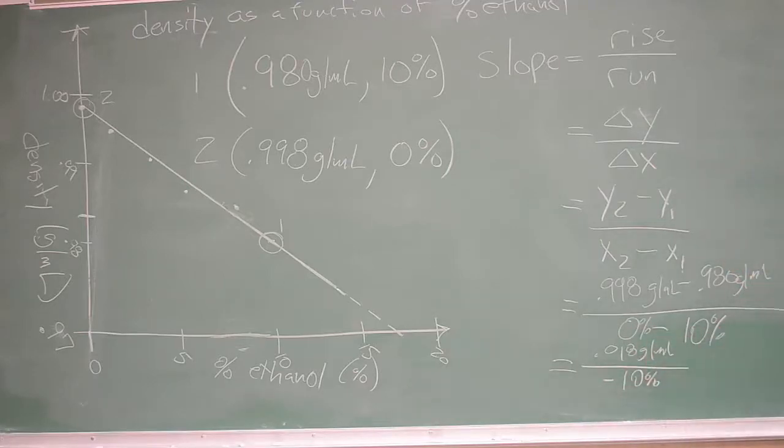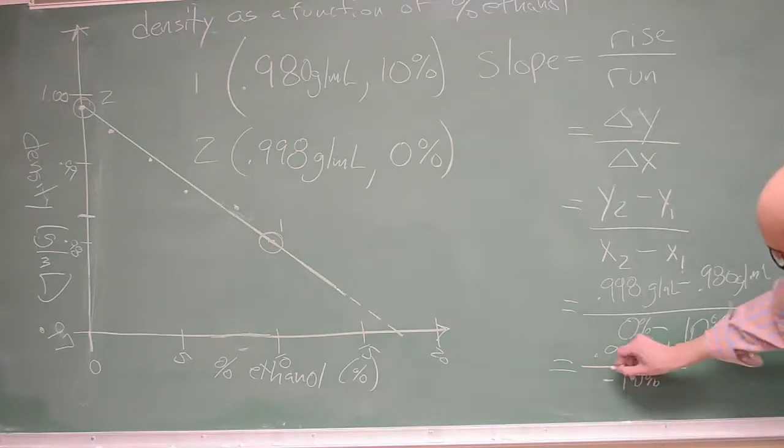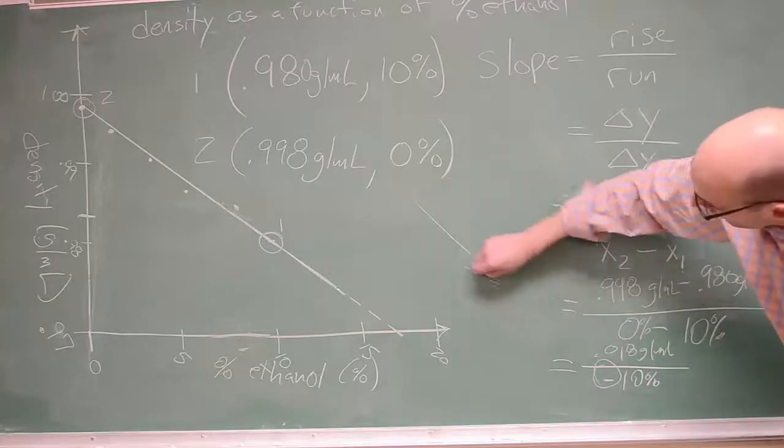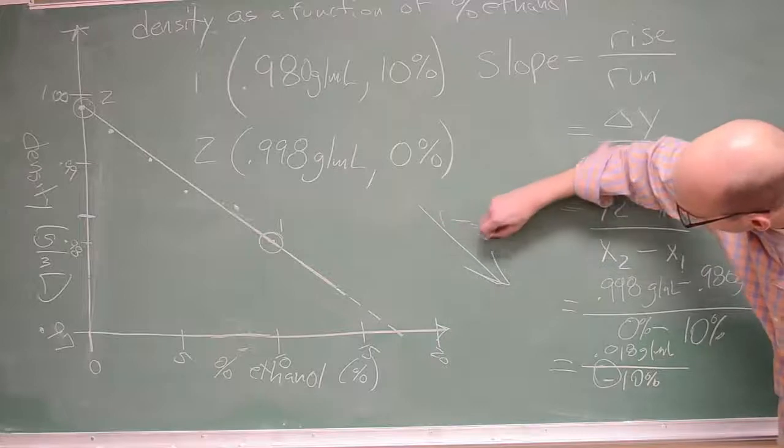And of course, you would turn that into a number. Our units are grams per milliliter per percent. And most importantly, this negative, it's a negative slope. The slope goes downward. That is a negative slope.